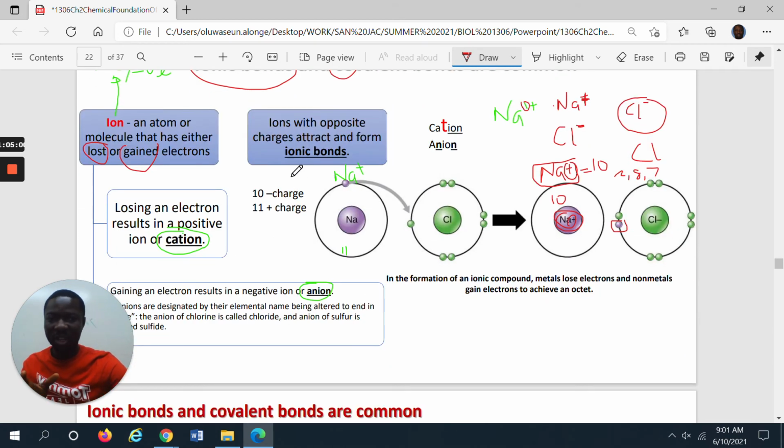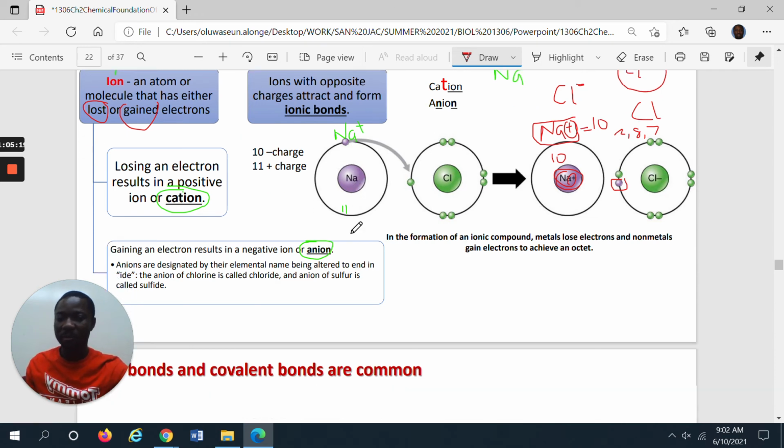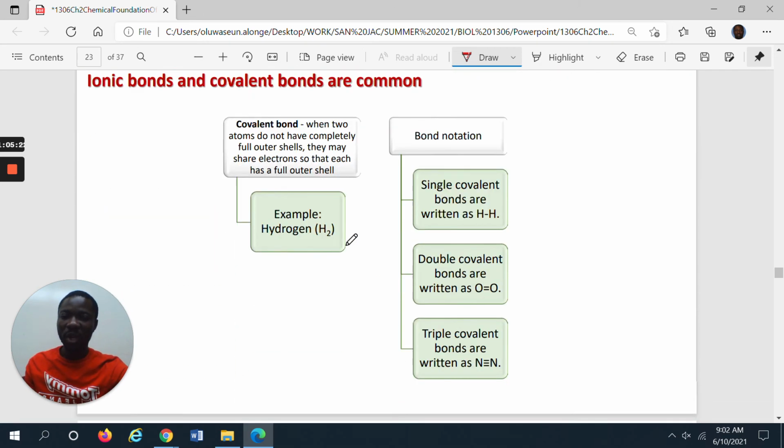So we've talked about covalent bond and ionic bond. For ionic bond, there will be a cation and there will be an anion. So when you see a reaction, try to look at which one is cation and which one is anion. The one that lost electron is a cation. The one that gained electron is an anion. It will be the negative, right?